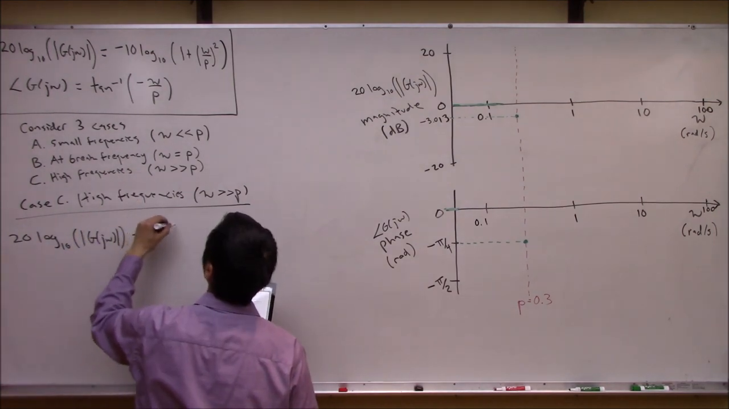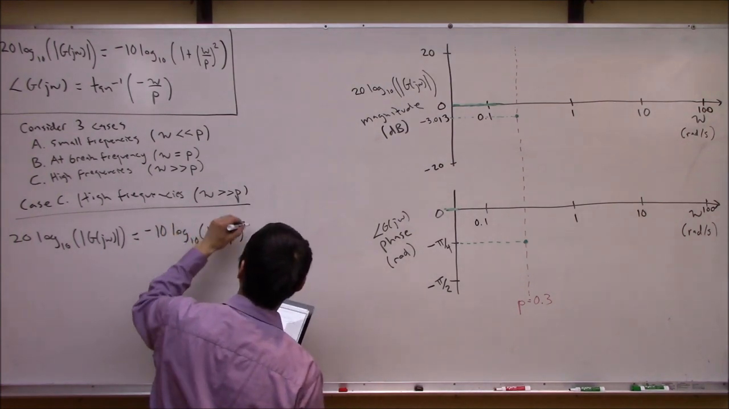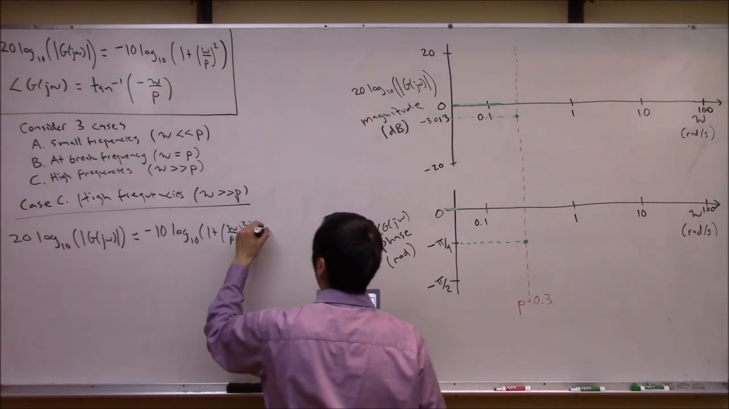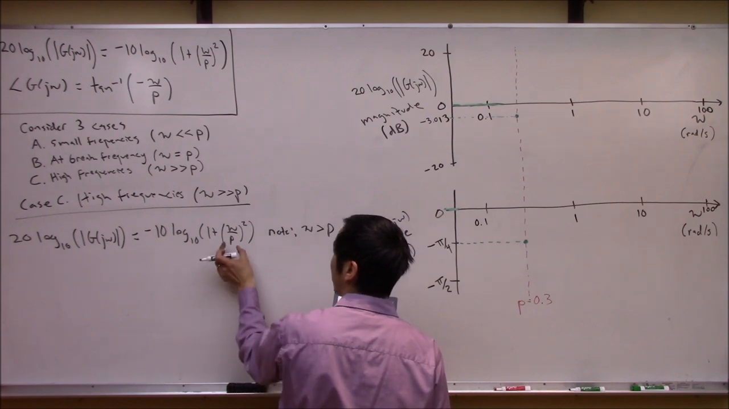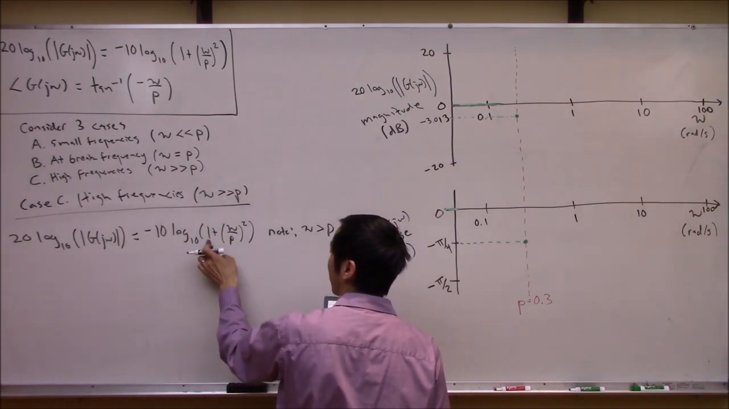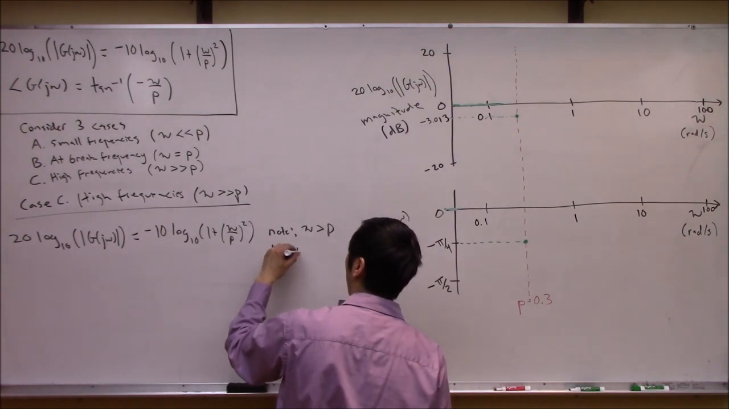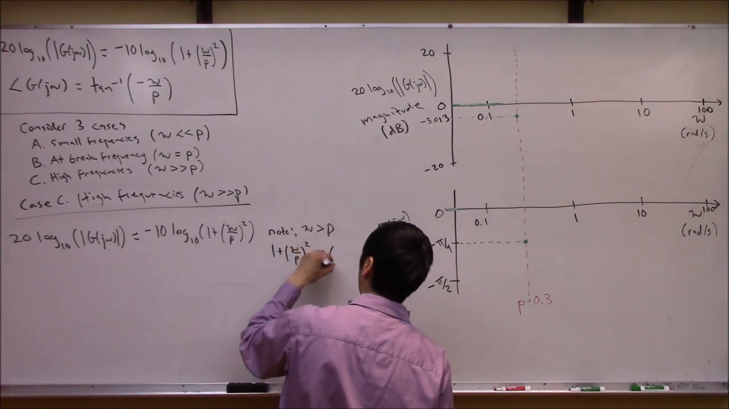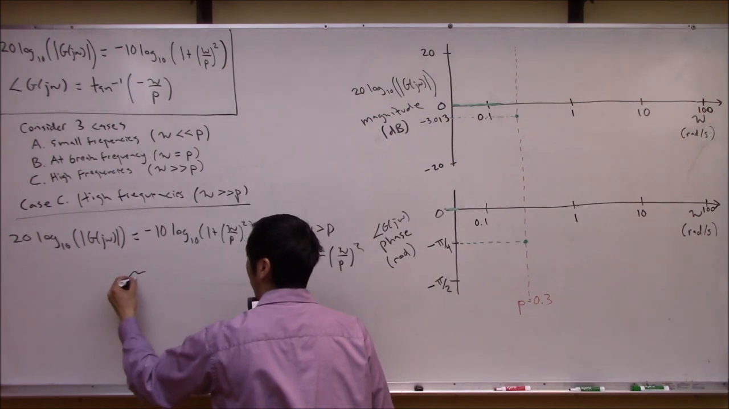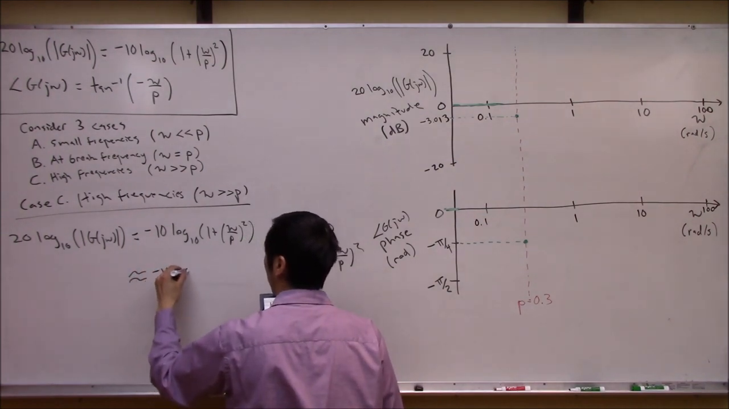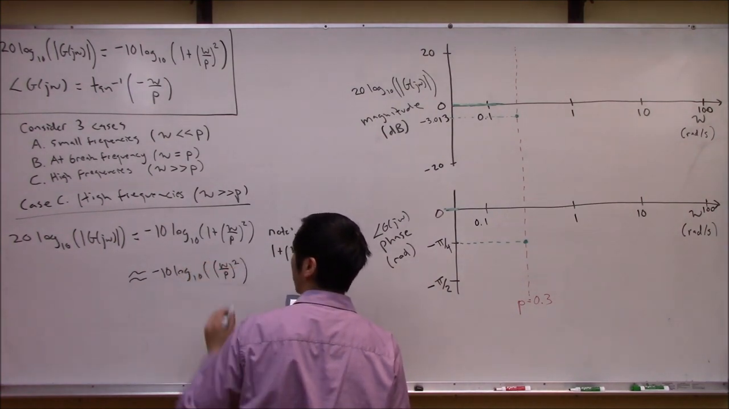So it is now minus 10 times log base 10 of 1 plus (omega over p) squared, right? Let's make a little note here that if omega is greater than p, wouldn't you agree that this (omega over p) squared term dominates? This 1 really doesn't matter here. So 1 plus (omega over p) squared is approximately (omega over p) squared. The 1 does nothing here. Now let's add our approximate symbol. So I get minus 10 times log base 10 of basically what? It's (omega over p) squared, right?